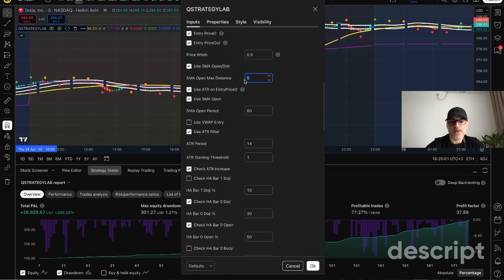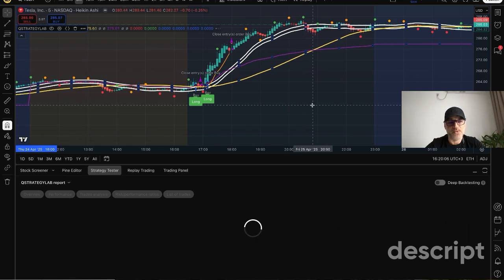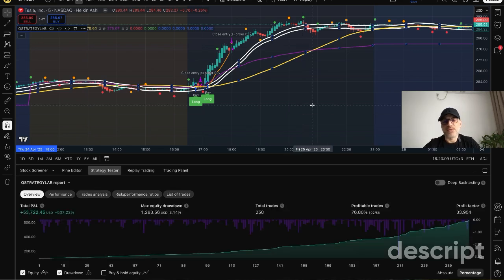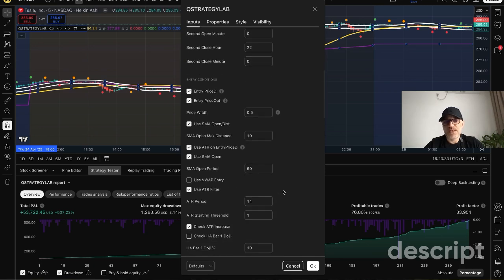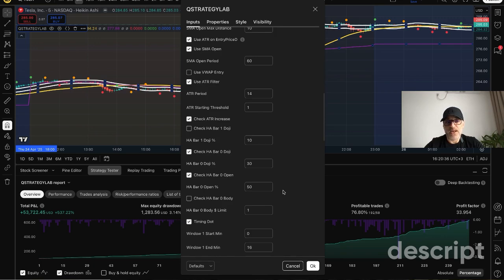Okay, now let's put it here, 10. That means the distance. That means we are letting the strategy take more trades, even if the price has already moved a little bit higher. You can see the profit increased dramatically. The drawdown tripled to 3.14. Now, for some of you, this drawdown is comfortable. For some of you, it is not. So that's for you to decide.